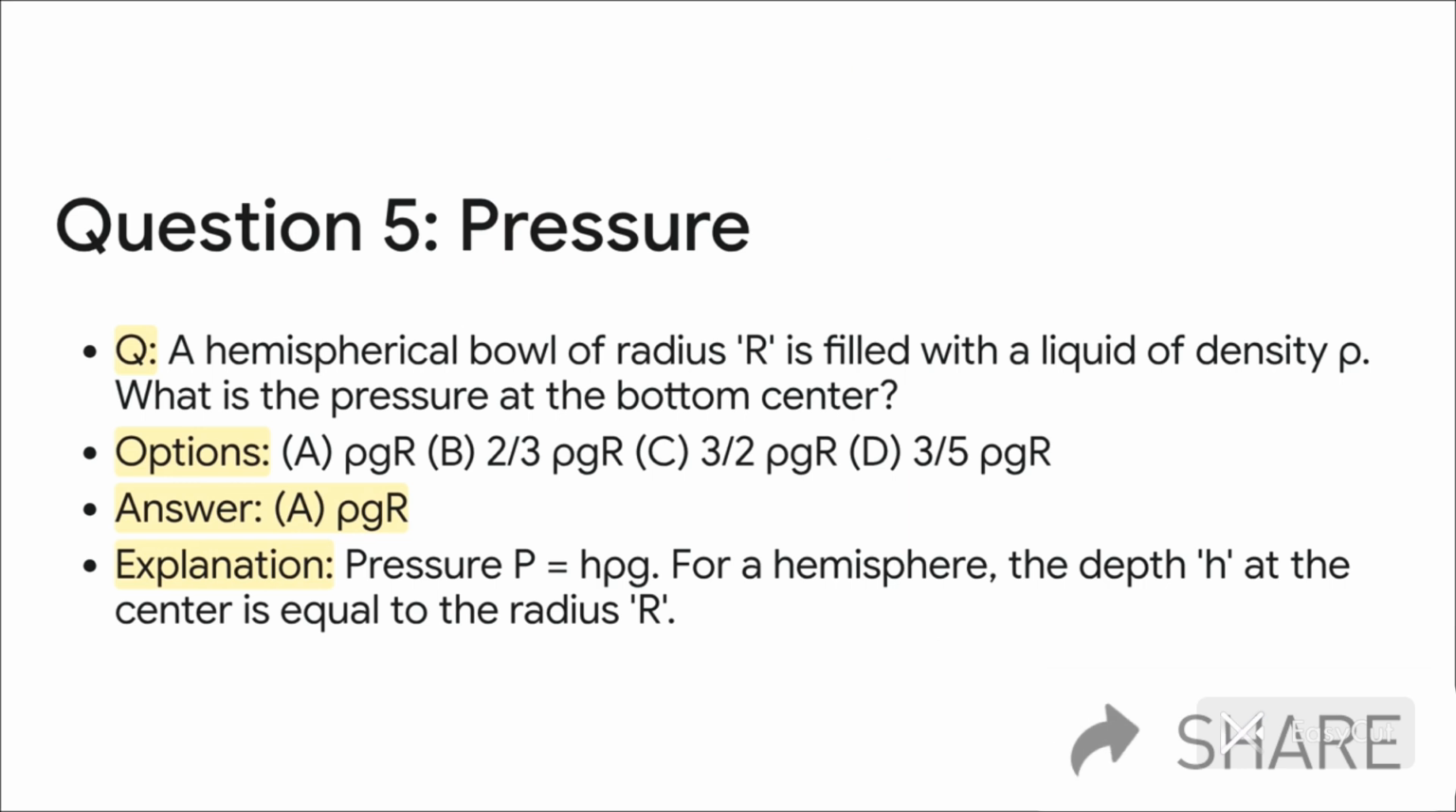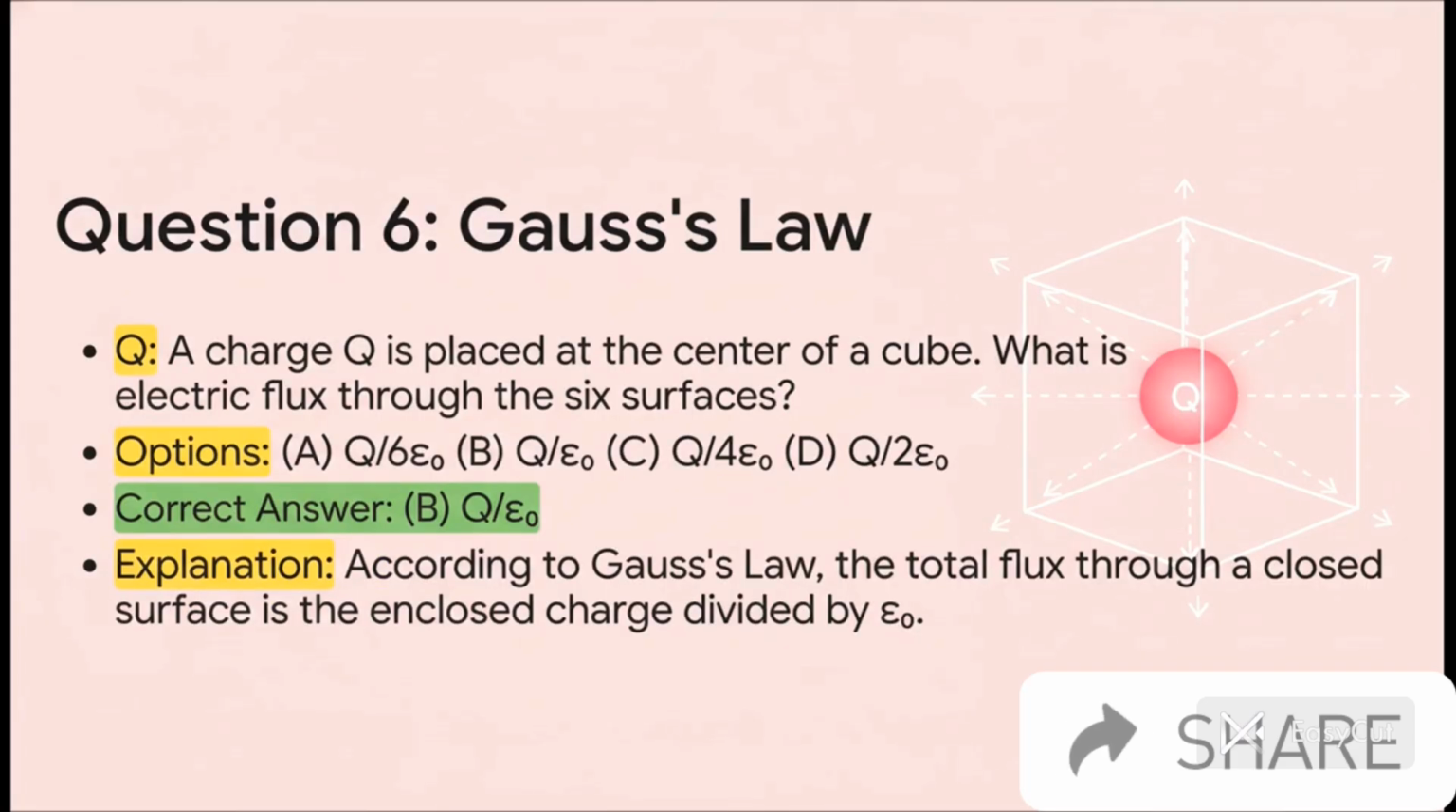Okay, next question. Number 5. What's the pressure at the very bottom, right in the center of a hemispherical bowl full of liquid? The correct answer is A, rho gr. This all boils down to the basic pressure formula. P equals h times rho times g. The only thing you need to realize is that for this specific shape, a hemisphere, the depth h at the very center is just the radius of the bowl r. Easy peasy.